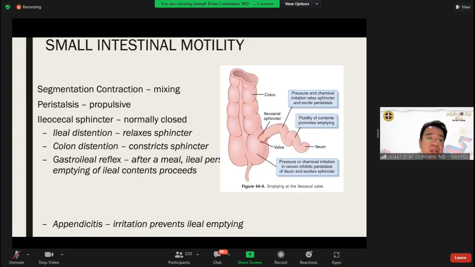Okay, so small intestinal motility: peristalsis, propulsive, segmentation contraction, mixing siya, no? Mixing. So, the ileocecal sphincter is normally closed, but when there is ileal distension, then it will relax the sphincter. And colon distension constricts the sphincter, no? Constricts the sphincter.